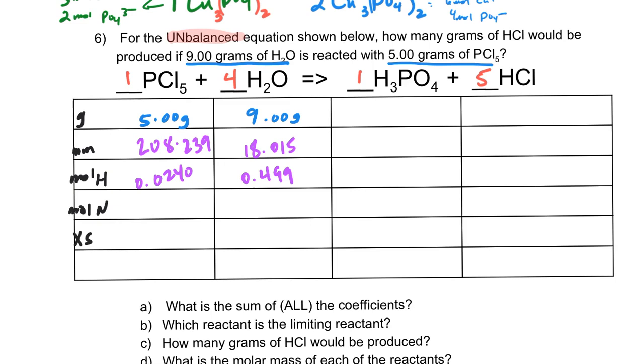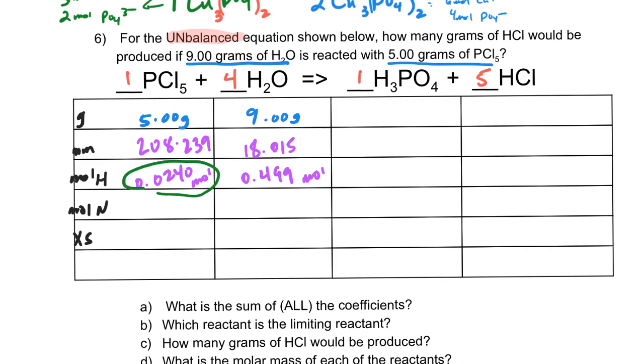All right, so here's what you should have gotten. You should have gotten 0.024 moles of the PCl5 and 0.499 moles of the water. Now, with these as starting points, you do need to figure out how much of the other compound you need. In order to do that, you need to start with one of these. I'm going to go ahead and just select the first one here, this one in green, as my starting point.